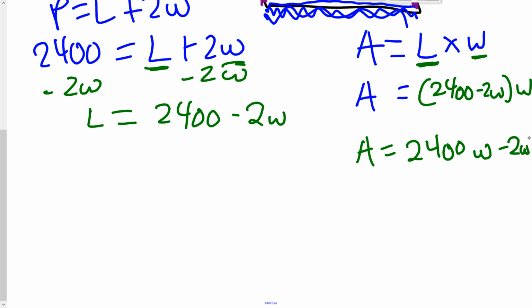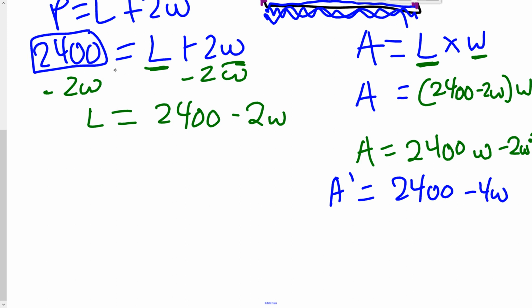There we go. And then W squared. Okay, so that's what I'm going to take the derivative of, because I want to maximize the area. Now you could do this if you wanted to, just by plugging in numbers and adding up to 2400 and see which one gives you the largest area, right?